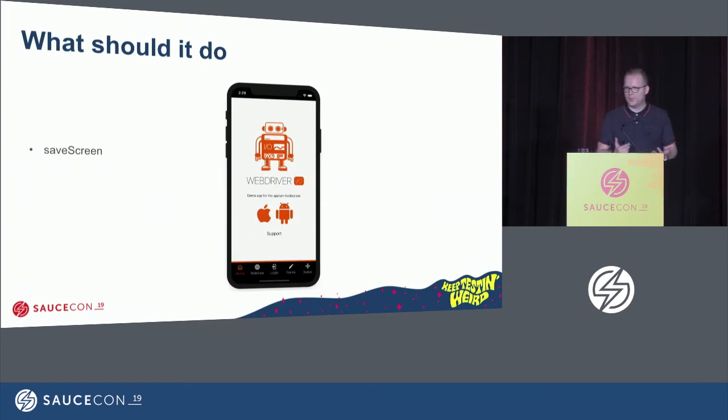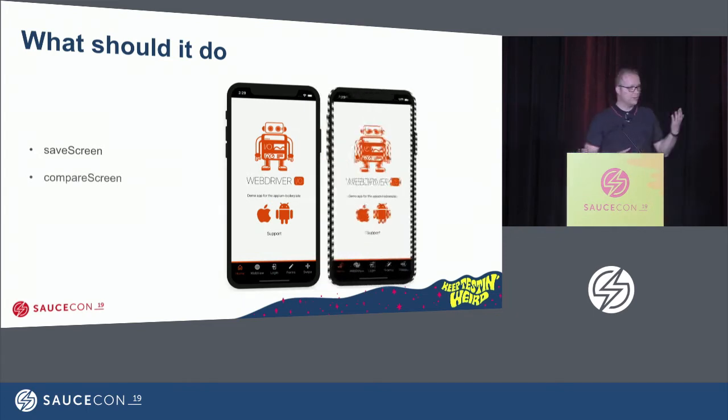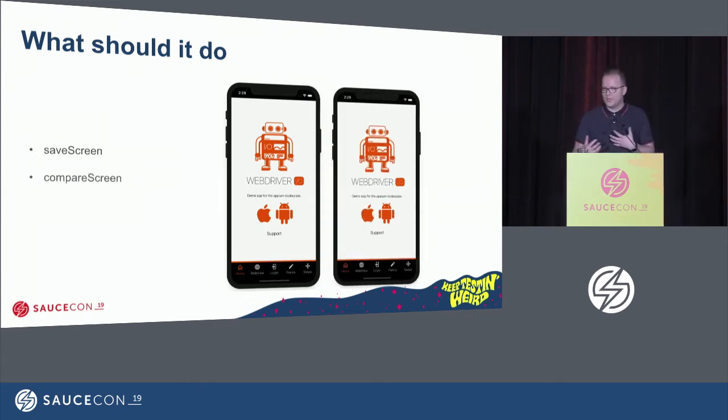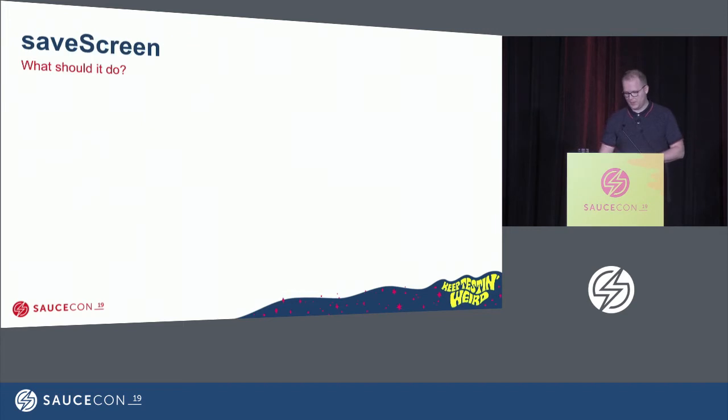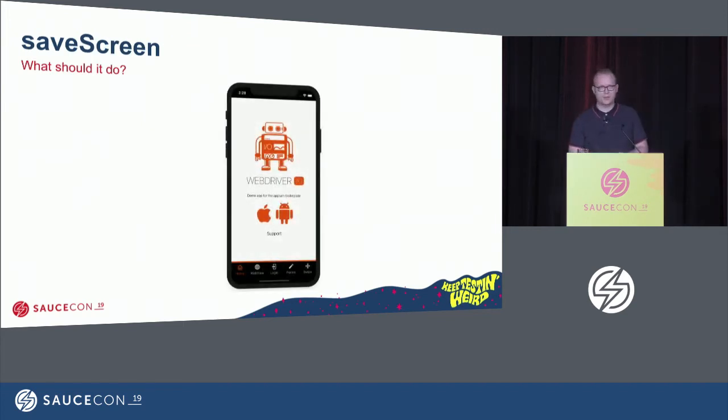Well, first of all, we should be able to create a screenshot. And I think that will be very easy. Secondly, we should also be able to support comparing screens. We should also be able to save an element, and in the end, we should also be able to do the comparison of that element screenshot. I'm going to walk through all those points. So let's start with the save screen. I think this was the easiest thing to implement. The reason for that is that with Appium, WebDriver, you can just take a screenshot.